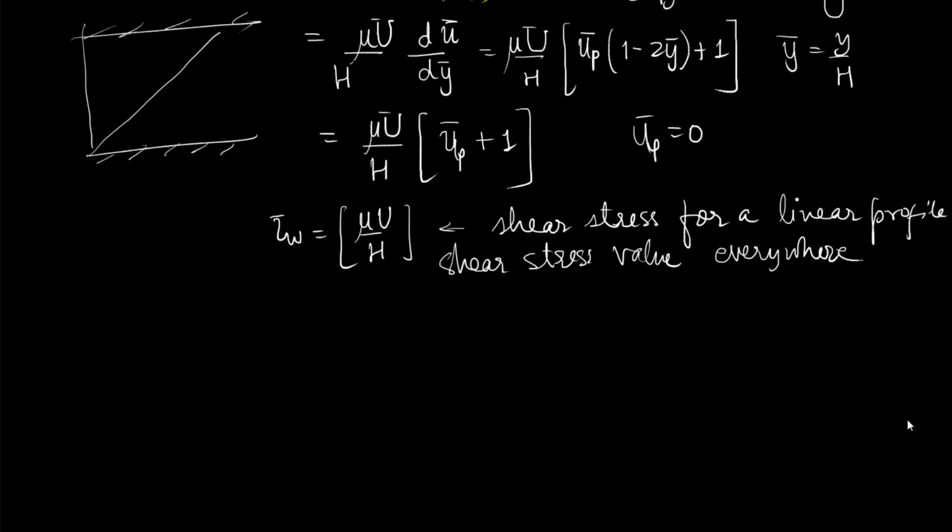So let us look at an example. It is given that we have two parallel plates and water flows between these two plates. These plates have infinite width in the z direction. It is given that the lower plate moves towards the left at a speed of 0.3 meter per second.